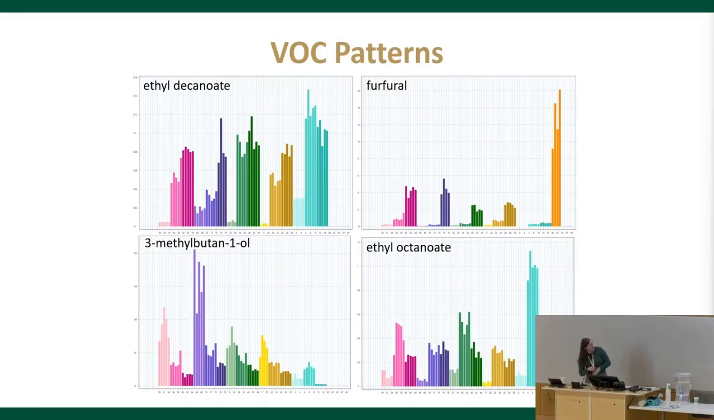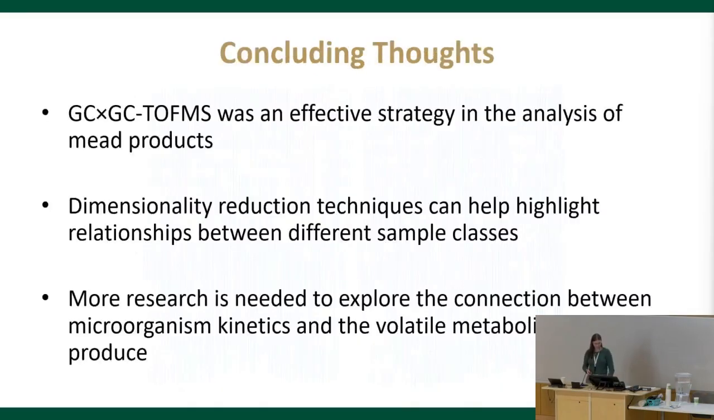Lastly, looking at ethyl octanoate, we can see that it had a little bit of a different pattern, where it peaked in relative abundance at 3 pounds per gallon, was the lowest at 1.5 pounds per gallon, and was kind of in the middle at 5 pounds per gallon. And we're not quite sure why this happened. We're still trying to explore that.